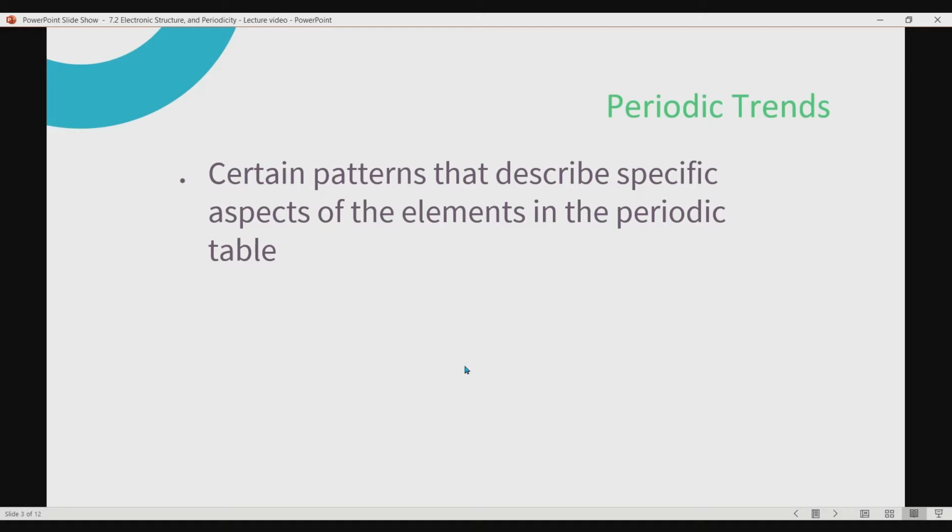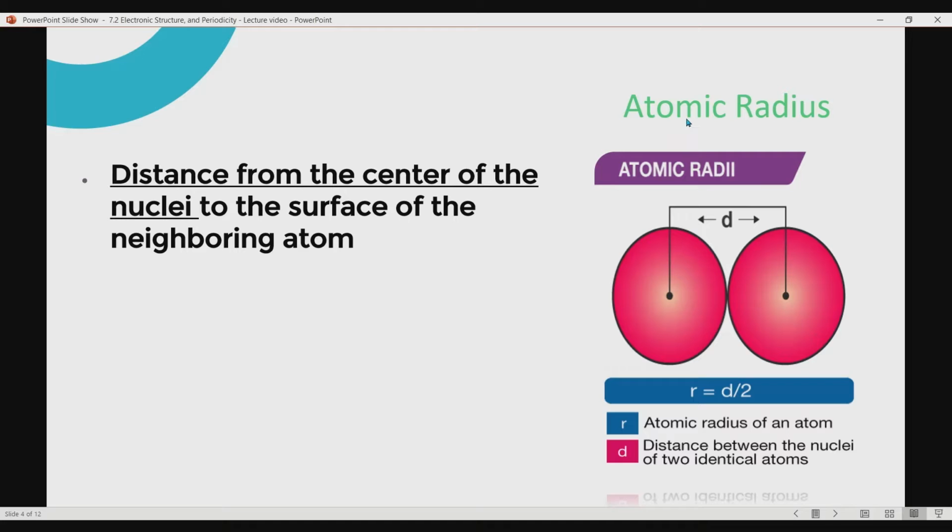Let's define what periodic trends are. Periodic trends are certain patterns that describe specific aspects of the elements in the periodic table. Let's start with this particular periodic trend, atomic radius.